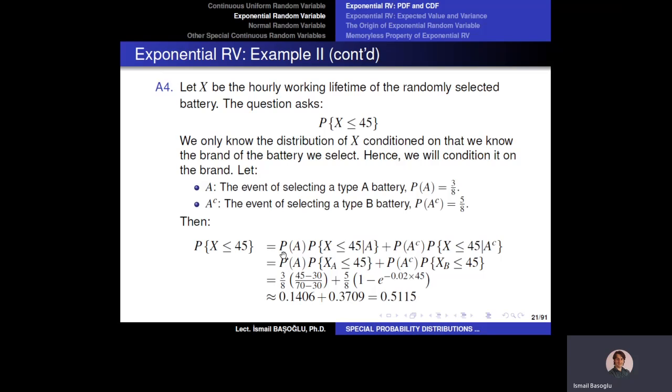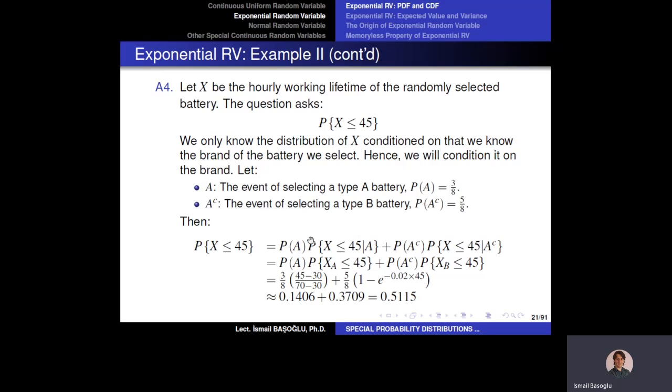We are going to multiply the probability of selecting a type A battery, and given that we select a type A battery, the probability of the lifetime being less than or equal to 45, plus the probability of selecting a type B battery, and given that we have selected a type B battery, the probability of the lifetime of the battery to be less than or equal to 45 hours.